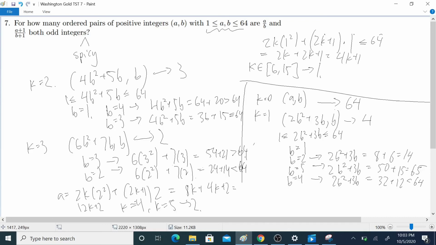Therefore, the total number of solutions is 64 plus 4 plus 3 plus 2 times 3 plus 1 times 10. And we can calculate that this equals 87, which is our final answer.